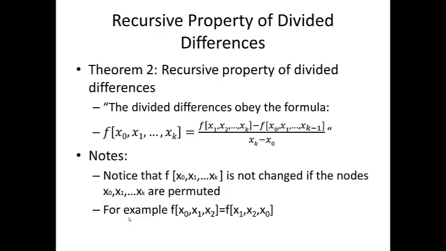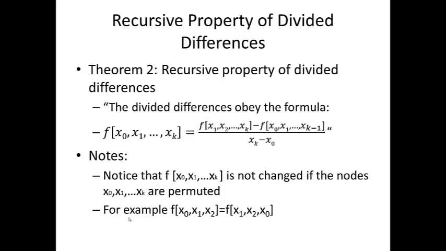Notice that the divided difference f[x0, x1, ..., xk] does not change if the nodes are permuted. For example, the divided difference of x0, x1, x2 is the same as the divided difference of x1, x2, x0. The reason is that the coefficient f[x0, x1, x2] is the coefficient of x squared in the quadratic polynomial interpolating f at x0, x1, x2, whereas f[x1, x2, x0] is the coefficient of x squared in the quadratic polynomial interpolating f at x1, x2, x0. These two polynomials are, of course, the same.